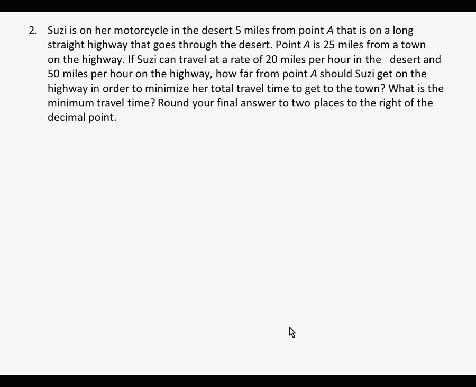Okay, number 2. Susie is on her motorcycle in the desert 5 miles from point A that is on a long straight highway that goes through the desert. Point A is 25 miles from a town on the highway. If Susie can travel at a rate of 20 miles per hour in the desert and 50 miles per hour on the highway, how far from point A should Susie get on the highway in order to minimize her total travel time to get to the town? What is the minimum travel time? And round your final answers to 2 places to the right of the decimal point.